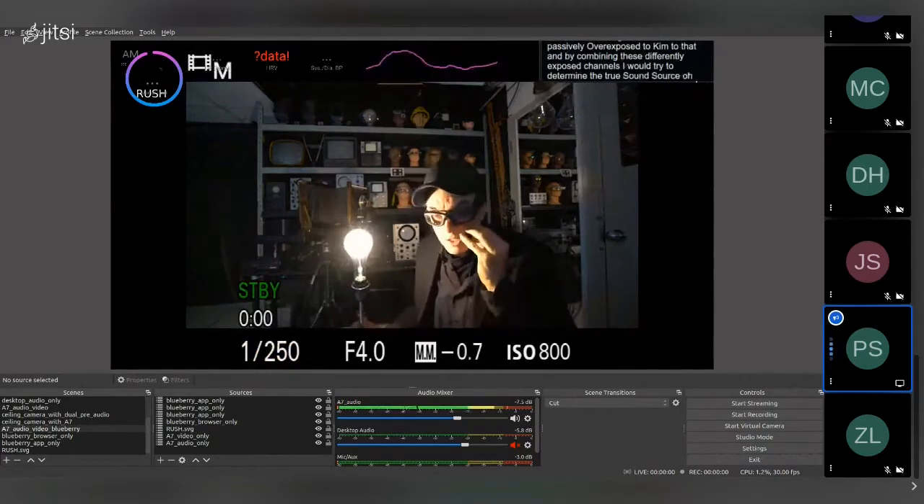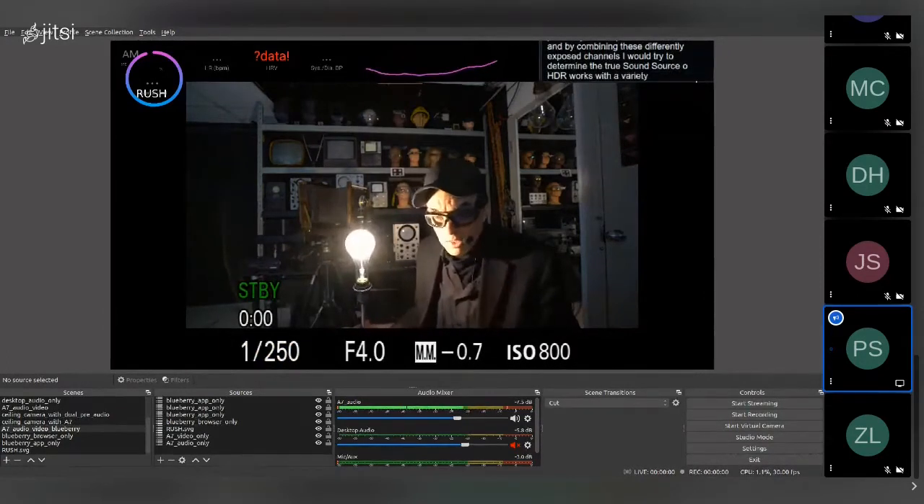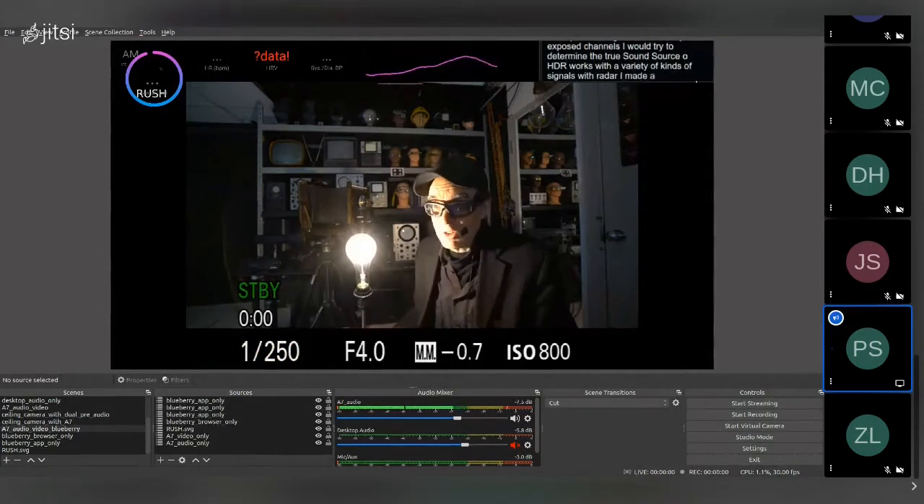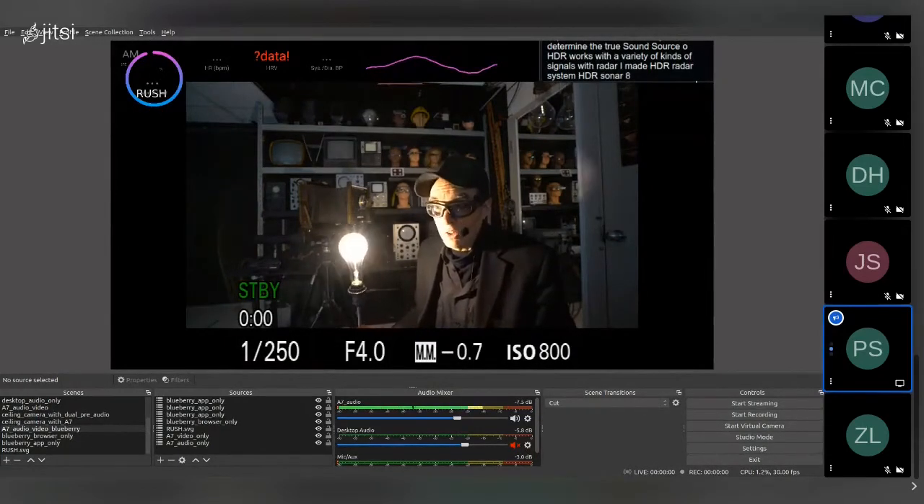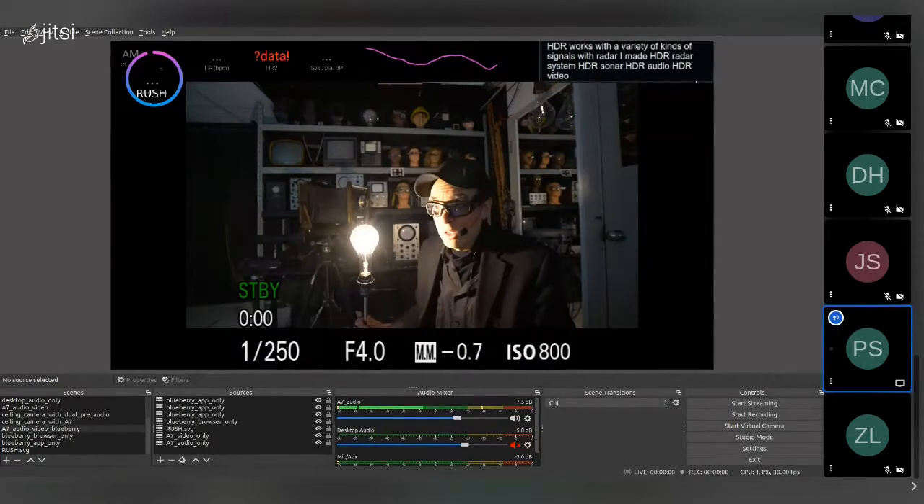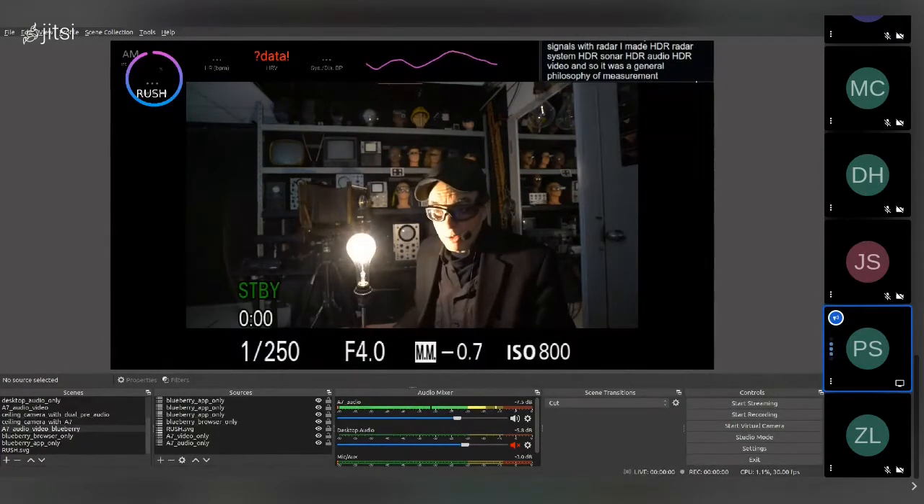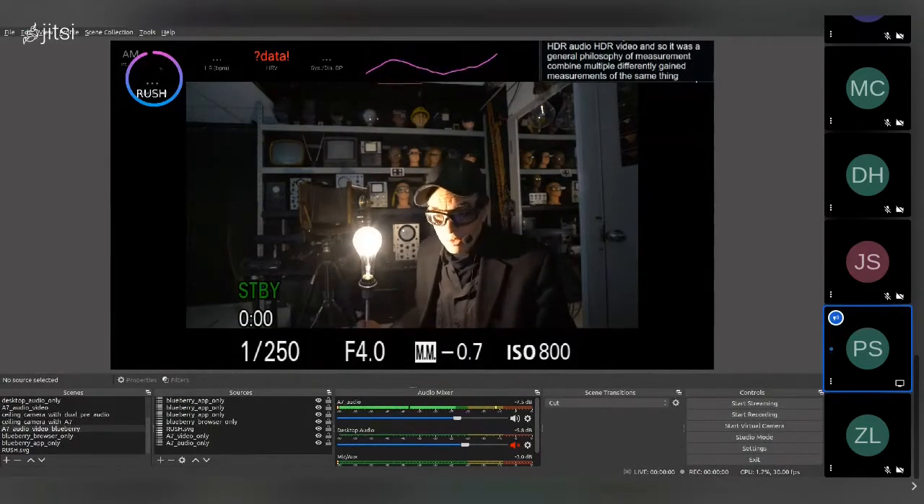So HDR works with a variety of kinds of signals. With radar, I made an HDR radar system, HDR sonar, HDR audio, HDR video. And so it was a general philosophy of measurement to combine multiple differently gained measurements of the same thing in order to determine a better estimate of the true and accurate quantity being sensed.